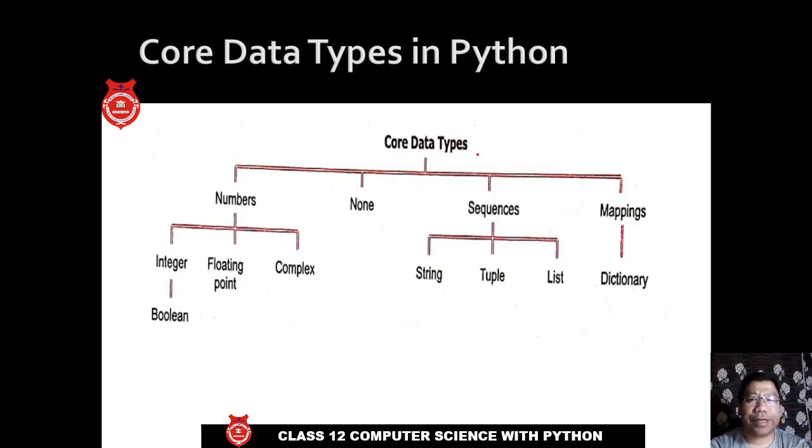These are the core data types in Python. For example, we have number, None, sequence, and mapping. The different numbers are integer, floating point, complex, and under integer, the Booleans come. The Booleans mean 0 and 1, only binary numbers. And we also have None, where the N is capital. We have sequence, which includes string, tuple, and list. We also have mapping, which is dictionary.